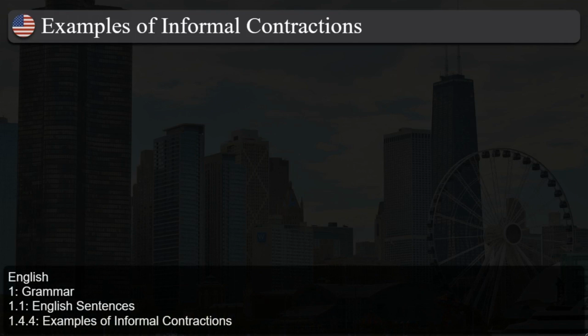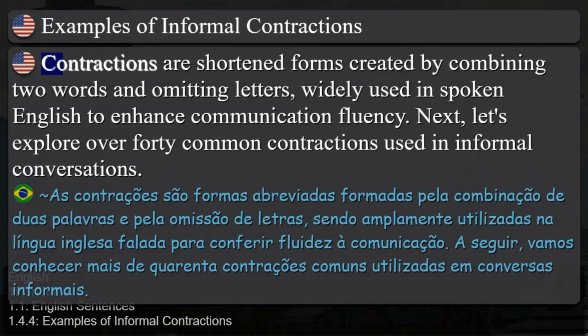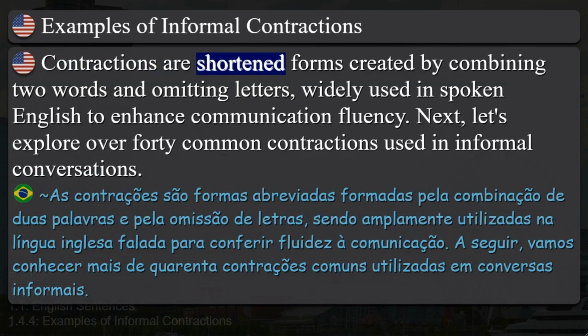Examples of informal contractions. Contractions are shortened forms created by combining two words and omitting letters, widely used in spoken English to enhance communication fluency. Next, let's explore over 40 common contractions used in informal conversations.